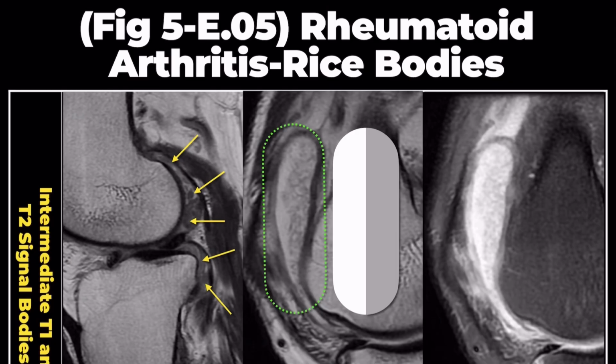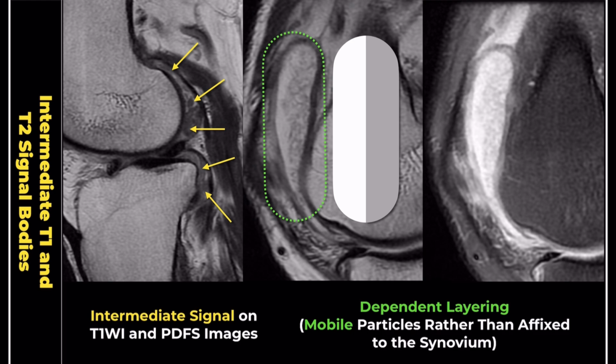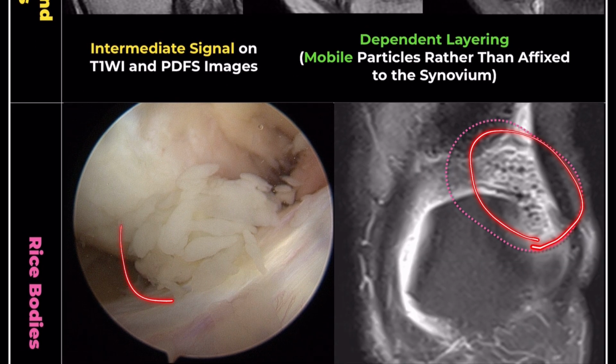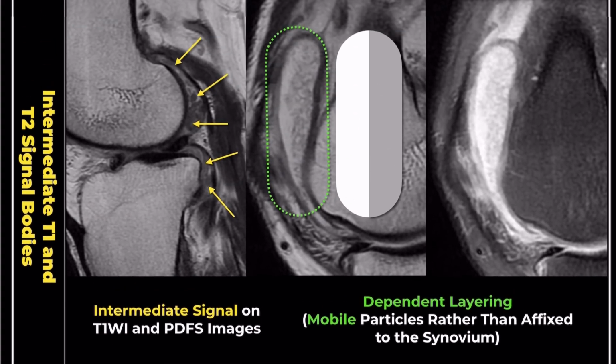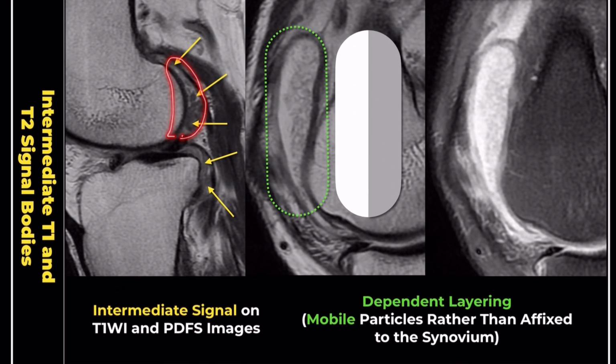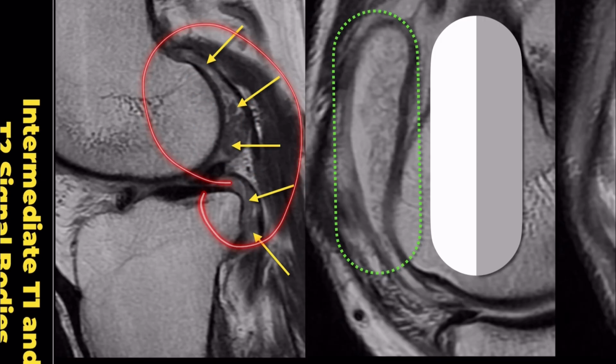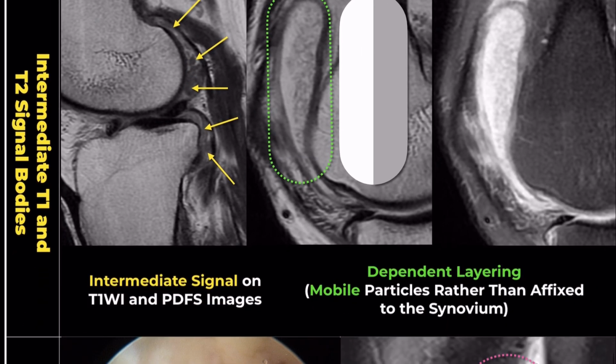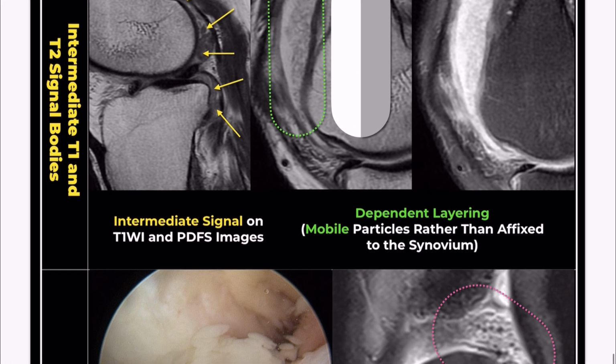Today, let's explore rheumatoid arthritis and rice bodies. In our imaging studies, we observe numerous tiny nodules with intermediate signal intensity. These small, irregular intra-articular structures, known as rice bodies, demonstrate intermediate signals on both STIR and T1 weighted images. It's important to note that these tiny bodies show no fat signal, as they are composed of fibrinous tissue.